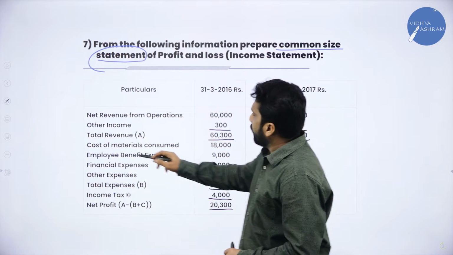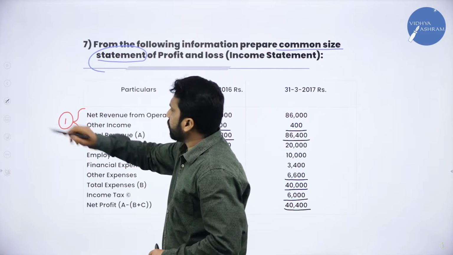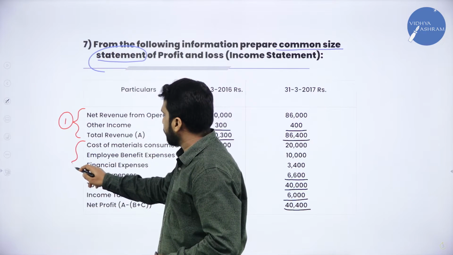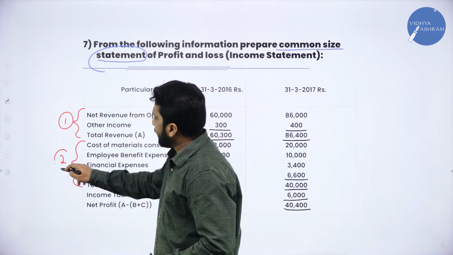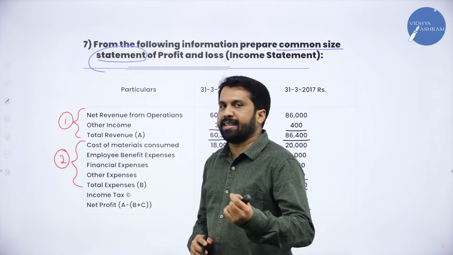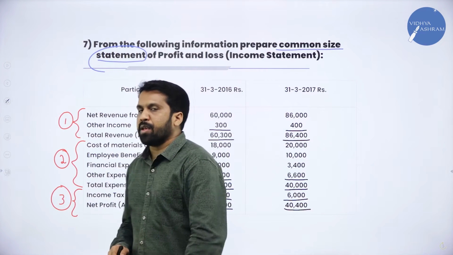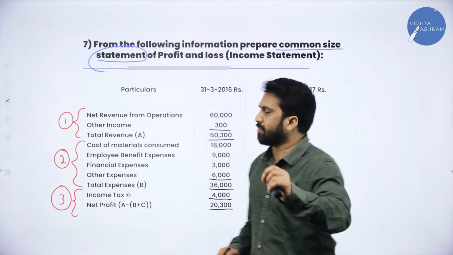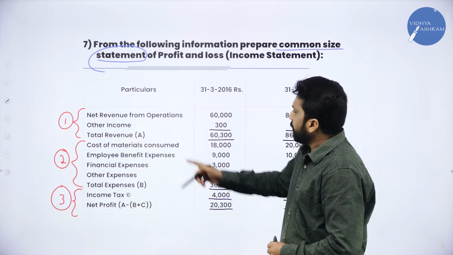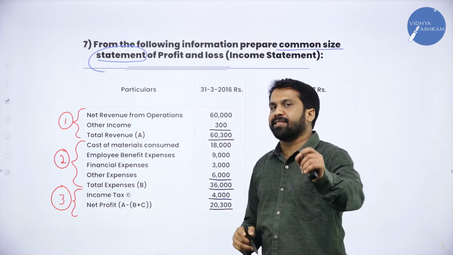3 stages. Total revenue, up to this is stage 1. Cost of material up to total expenses, we call it stage 2. Your net profit after deducting income tax, we call it stage 3. We have stage 1, stage 2 as well as stage 3. The answer also we will do stage wise. First we will solve this one, then we'll come to this one, then we'll come to stage 3.